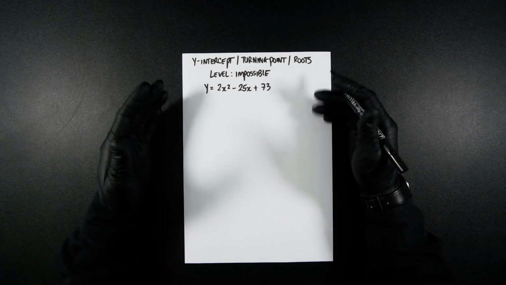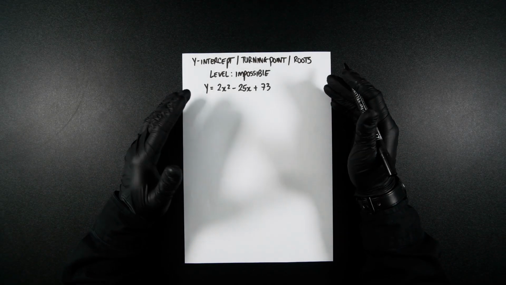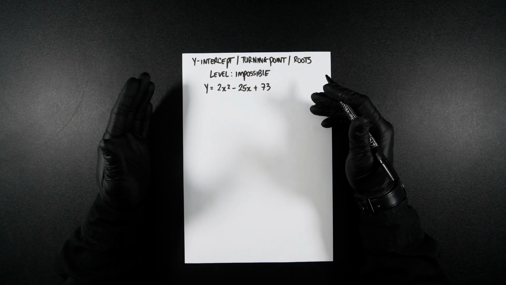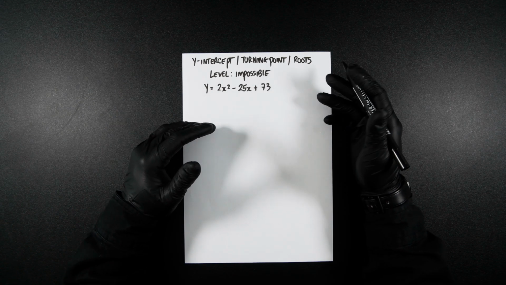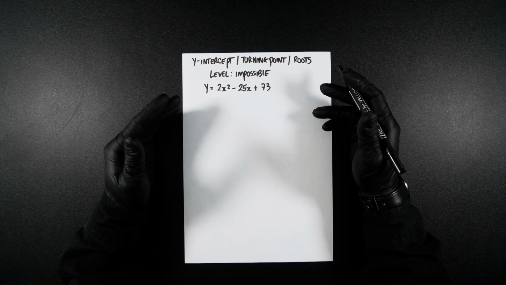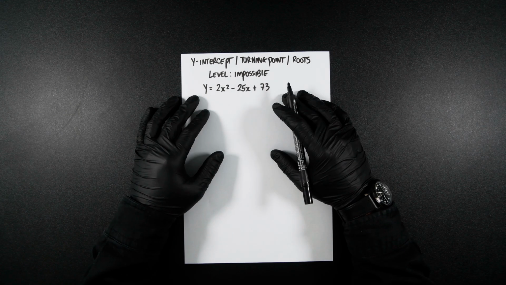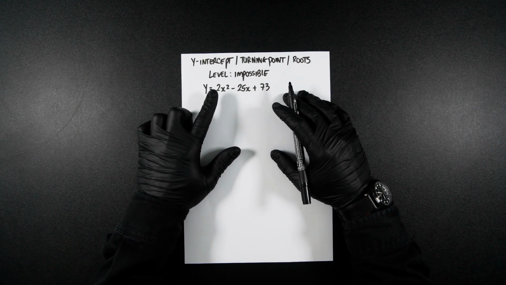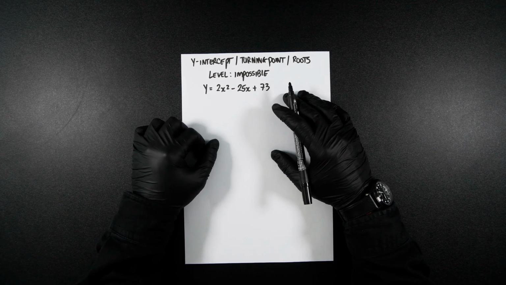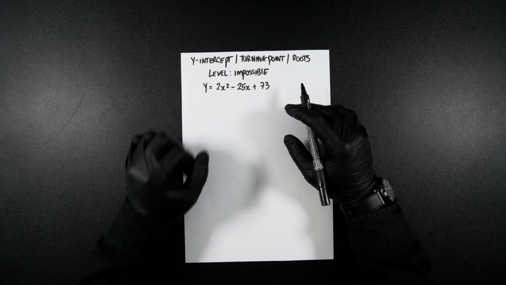This is a difficult problem. If you haven't already, watch my other video on completing the square where I draw the y-intercept, turning points and roots and draw the quadratic graph where it isn't as complex as this and you don't have a coefficient before the x squared. Let's first start by finding out what the y-intercept is.